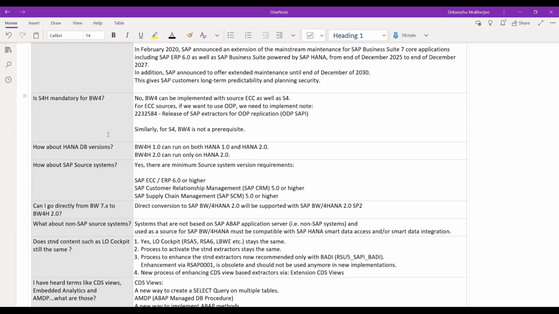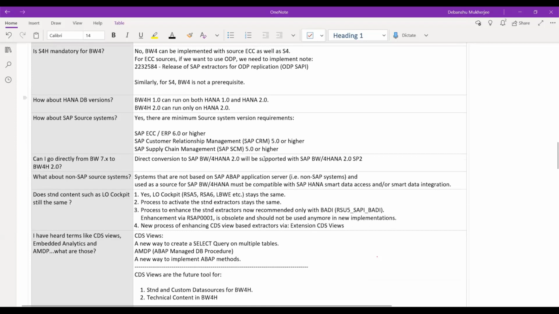and vice versa. Okay. If you have ECC and you are upgrading only your BW to BW4HANA, and if you want to use the new source system type, which is ODP, you have to implement this note. As soon as you implement this note in your ECC, immediately your new type of source system will be available for you to consume in your BW4HANA. But please remember the point that S4 is not mandatory for BW4 and BW4 is not mandatory for S4.